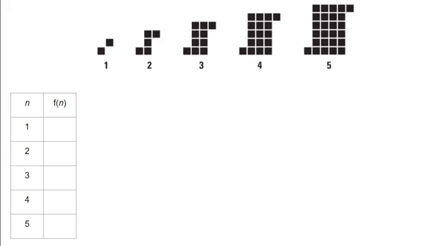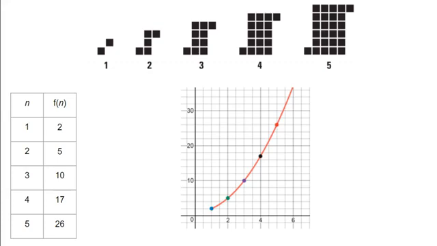So if we immediately count up the blocks in each of the steps, this is what we find. And if we were to graph these points, we would see that it looks like this. So right off the bat, we would start thinking, well, this looks like an exponential function because we see that curved line that we're familiar with from Unit 1.